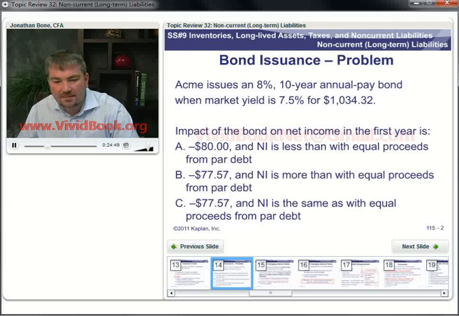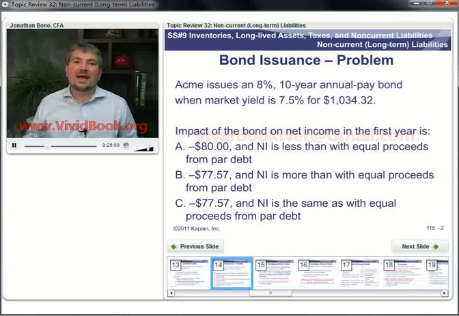Oops, can't write. 103,432.32, times 7.5% gives us 77.57. Okay, so we can get rid of A straight away. But it's not going to be A. Now let's have a look at B.